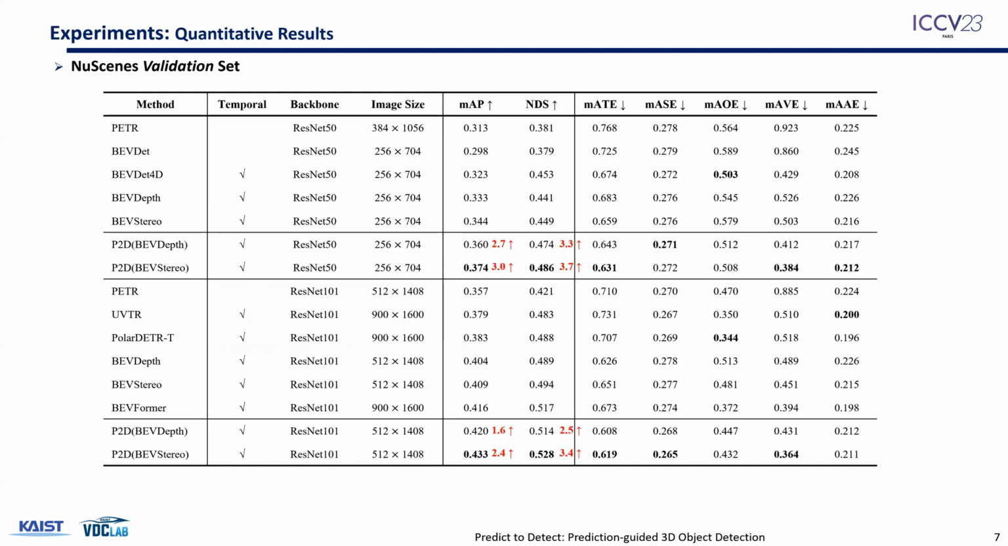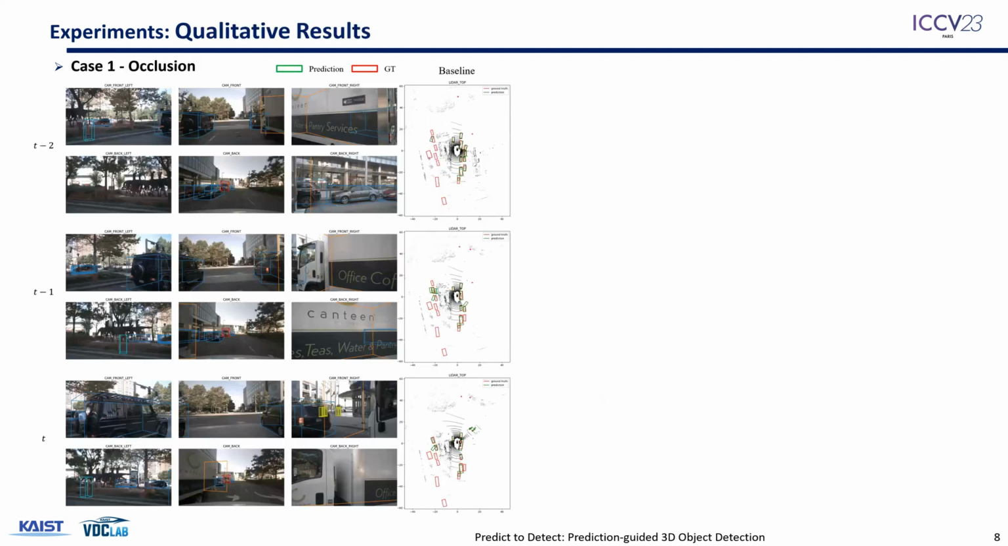We trained and evaluated our model using nuScenes dataset. The results demonstrate that our P2D outperforms other models, including baseline models, in both small and large backbones and image size. We also visualize several important cases, and the first scenario is occlusion. In the image, green boxes are predicted results and red boxes are ground truths.